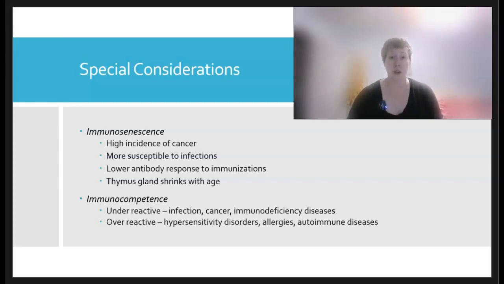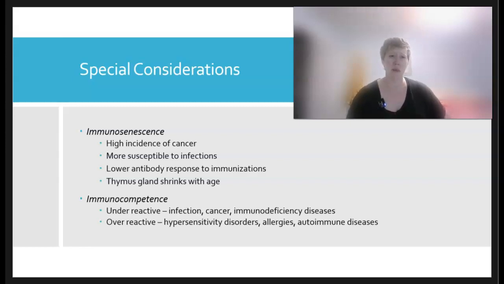If you have an infection, that can impact your immune system so that if it's already fighting off one thing, it's going to have a hard time fighting off another thing in addition. So those would be examples of underreactive immune systems. Overreactive immune systems are like your hypersensitivity disorders or your allergies, and then autoimmune diseases, which is when the body's own immune system doesn't recognize those self-antigens and starts attacking itself.